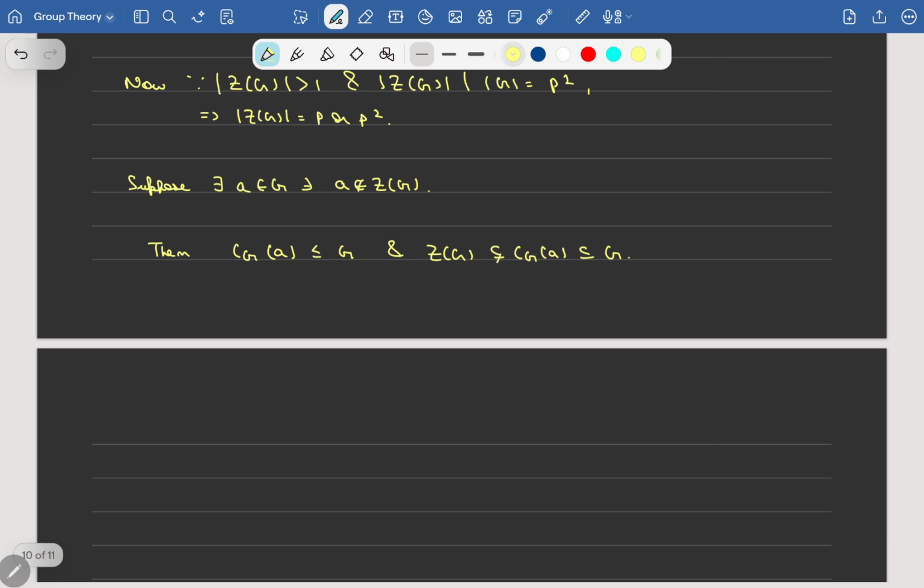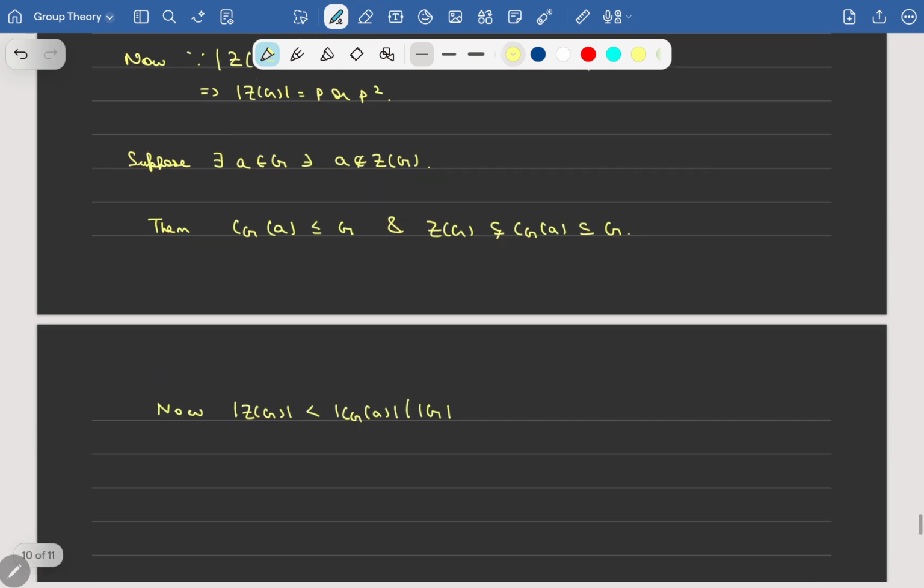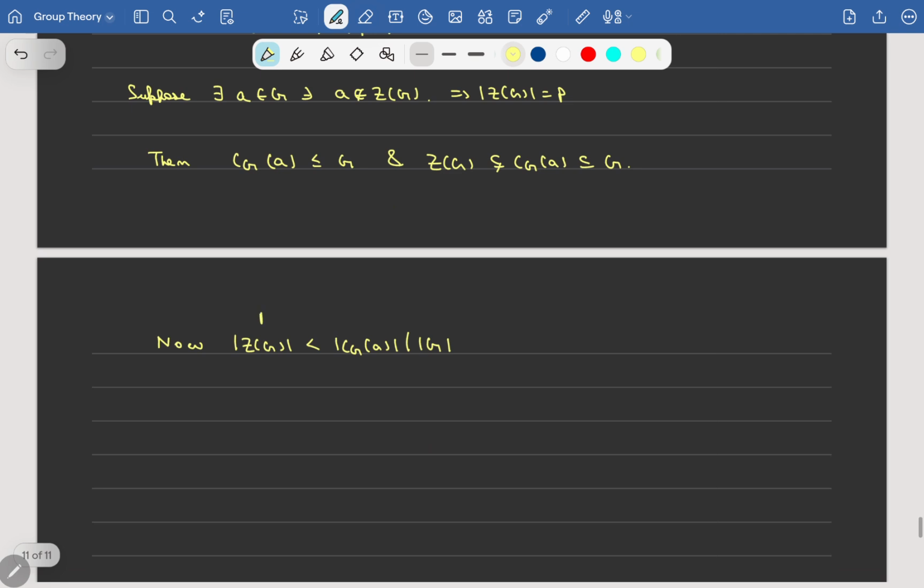And the centralizer is a subgroup of G. So now, firstly, the order of the center will be strictly less than the order of the centralizer, and the order of the centralizer will divide the order of G. But since we have assumed that the center is not the whole group G, what does that mean? That means that the order of the center can be p. So that means the order of the centralizer must be strictly greater than p and a divisor of the order of G, so it must be exactly equal to p squared.